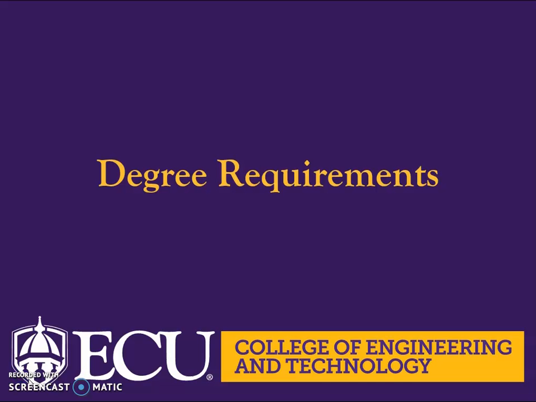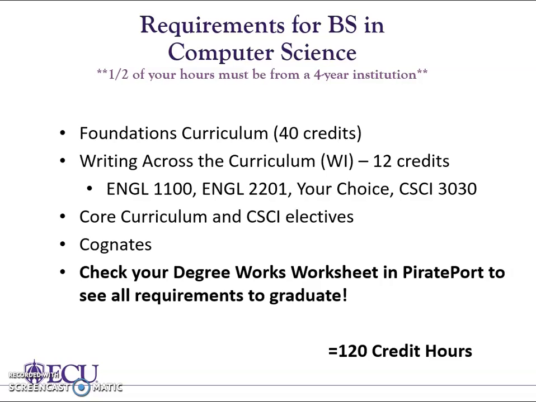Now let's talk a little bit about the degree requirements. Computer science is a 120 credit hour degree. This includes all of the courses that you'll need to take to graduate as a BS in computer science major. This includes your foundation curriculum, which is mostly your general education courses, your writing across the curriculum courses, which are writing intensive courses. ECU has you take English 1100 your first year, English 2201 your second year, and then you can pick any 3-credit writing intensive course of your choice. And then your major writing intensive course is CSCI 3030.